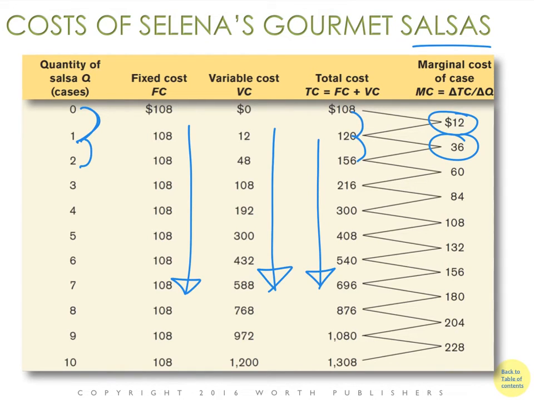So what happens to marginal cost? Marginal cost increases. In other words, total cost increases at an increasing rate as we increase our salsa production. So why does that happen? It has to do with the productivity.